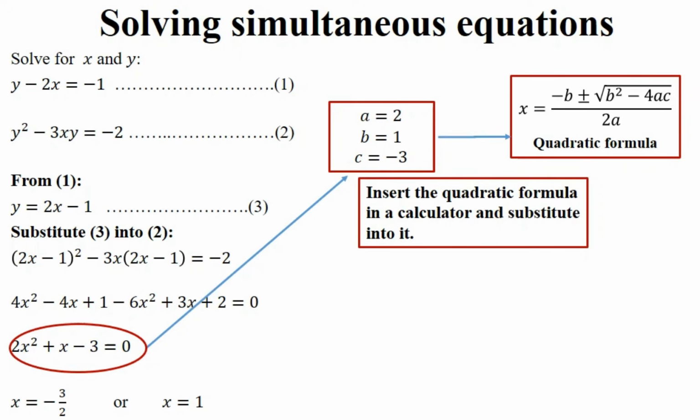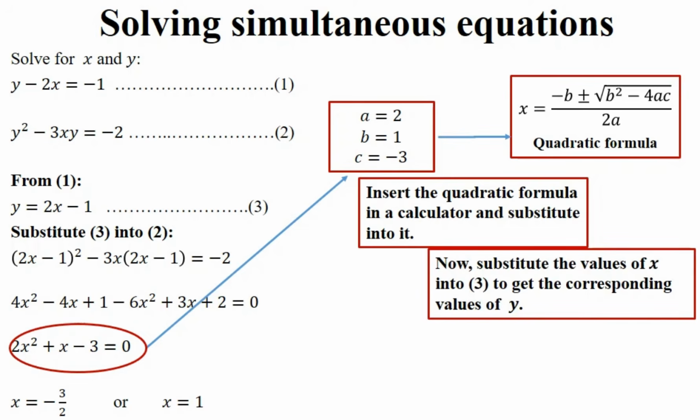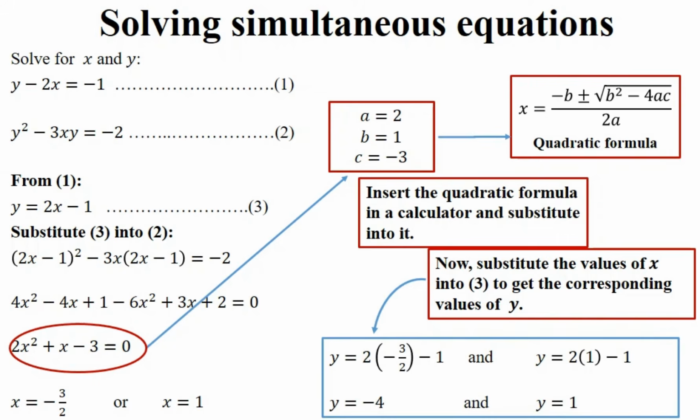Then we also need to get the two values of y. If we have two values of x, then we also need two values of y. What we need to do is take these values of x and substitute them back into equation 3 so that we get the corresponding values of y. So we do it like this. We take each value of x and substitute it into equation 3.